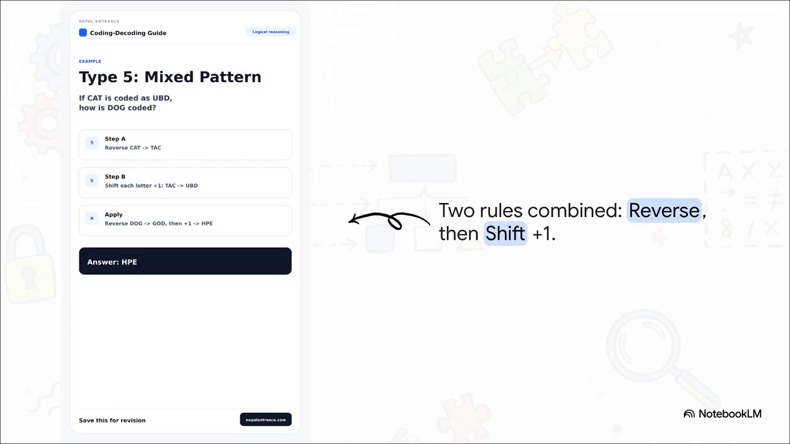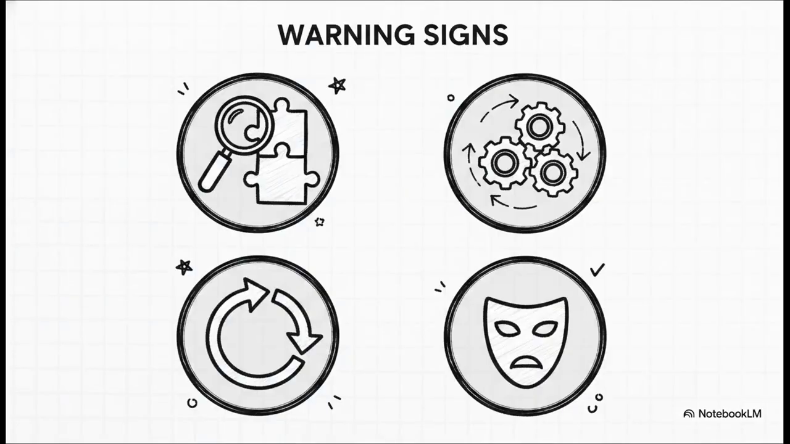Step A, let's try reversing cat, so it becomes tac. Step B, now apply a +1 shift to tac. T becomes U, A becomes B, and C becomes D. Tac becomes UBD. It perfectly works. So to solve for dog, we apply the exact same two steps. Reverse dog to god, then shift +1. G to H, O to P, D to E. The answer is HPE.